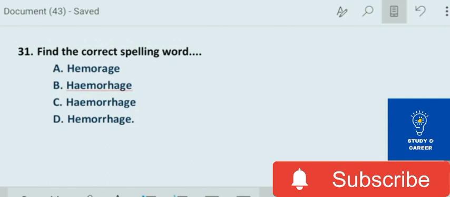31st. Find the correct spelling of hemorrhage. So this is a very easy question. The correct spelling of hemorrhage is D, H-E-M-O-R-R-H-A-G-E. This is the correct spelling of hemorrhage.